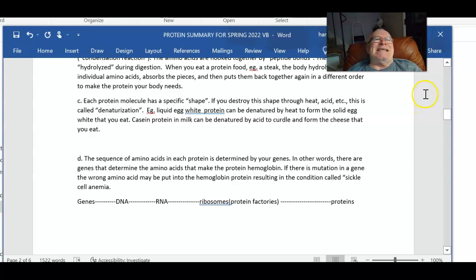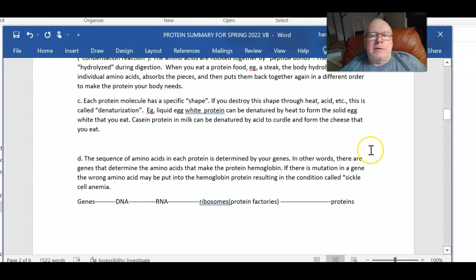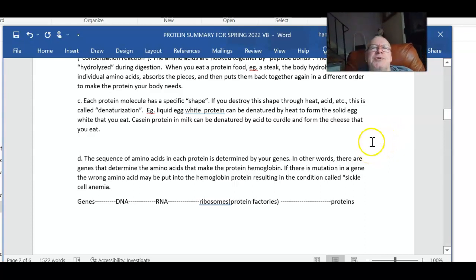Casein, which is a protein in milk, is the same thing. Casein has a function in milk. Baby animals drink milk. There's a certain function for the casein protein, but you can denature it by adding acid and enzymes and heat, and there's all sorts of ways you can denature that casein protein, and it curdles up. And if you filter out that curdled up stuff, you get cheese. You can make cheese out of it. That's denaturization. You denature the shape of that protein, casein.